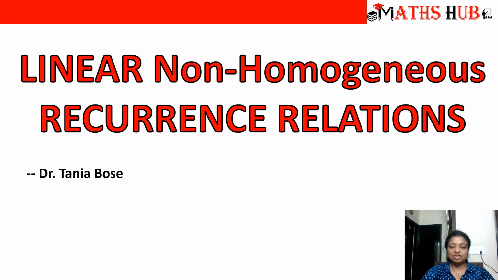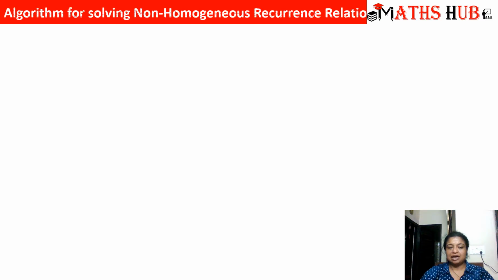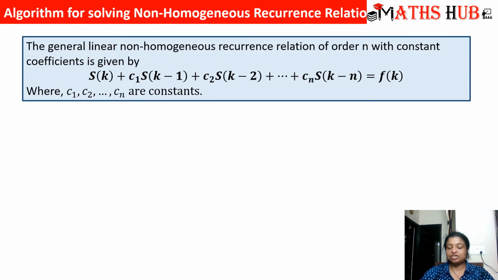So in my last video I was talking about a linear recurrence relation with constant coefficients and we solved for a homogeneous linear recurrence relation. So today I'll talk about a linear non-homogeneous recurrence relation and how to solve it. Right? So let's see what a linear non-homogeneous recurrence relation looks like.